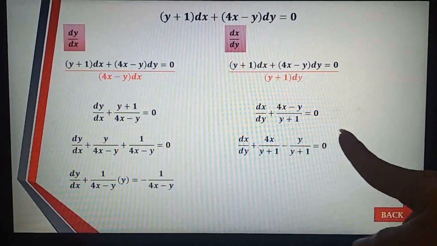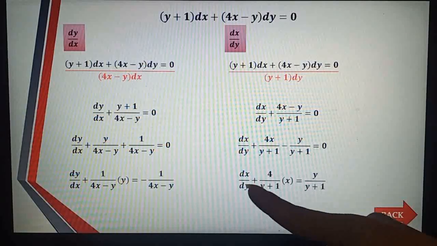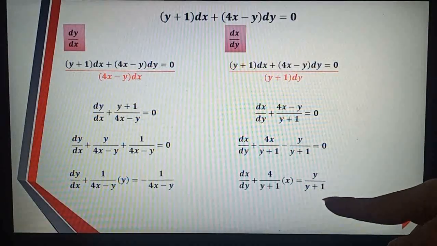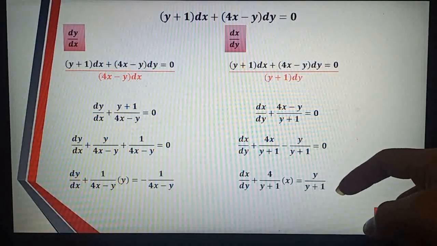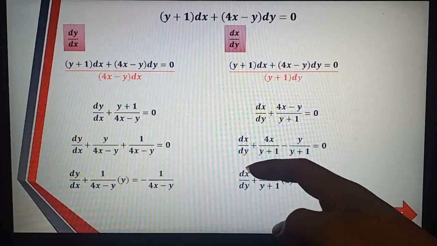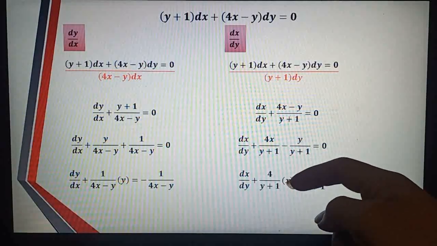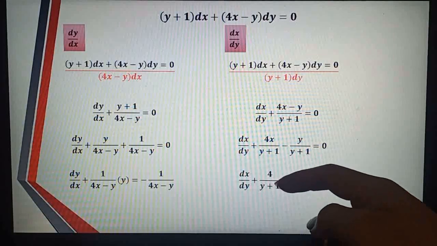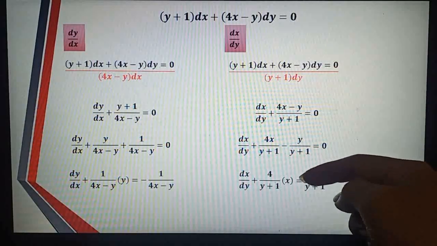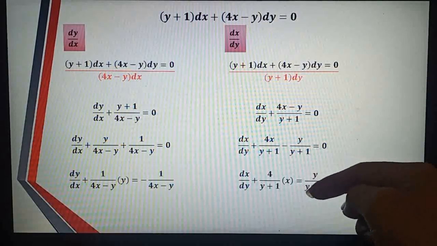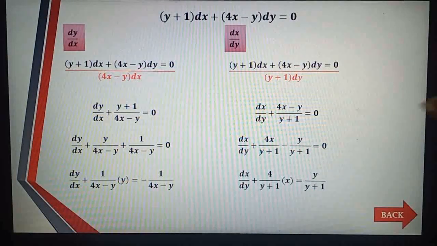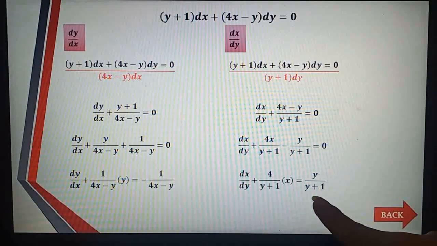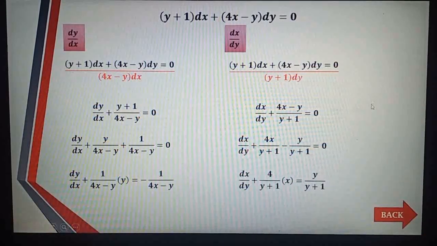Then this one, ililipat natin sa kabila. You will now have an equation of dx over dy plus 4 over y plus 1, then the multiplier x, equated to y over y plus 1. Ngayon, ito follows the standard form of the linear equation. How? Naka-dx over dy tayo. Now, we need a multiplier of x tapos yung kasama ni x dapat function of y. Kung mapapansin mo to, this is 4 over y plus 1. This is a function of y kasi wala namang x dun sa equation. Then this one is also a function of y since wala namang x dun sa term na y over y plus 1. Since comparing the two, ang nakasunod dun sa standard form ni linear equation is dx over dy. So, ang gagamitin natin ngayon is dx over dy.